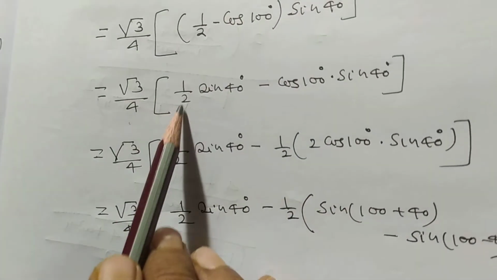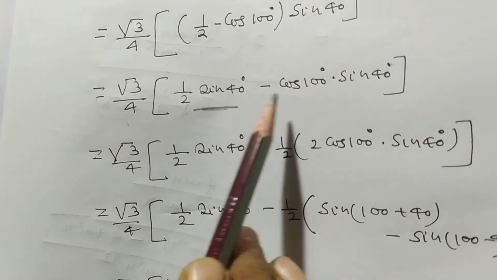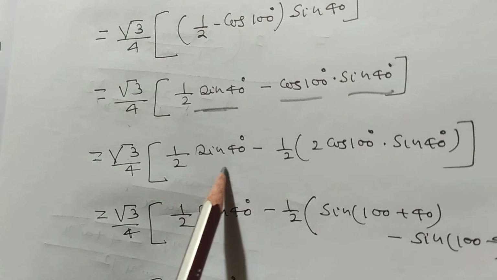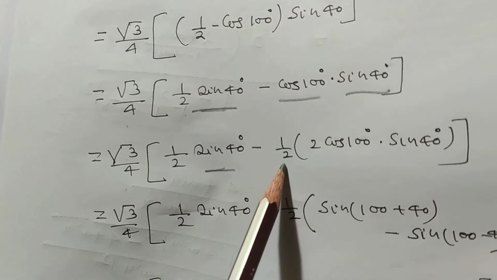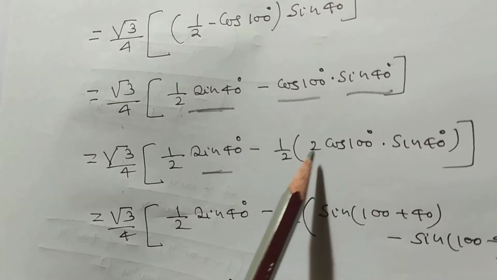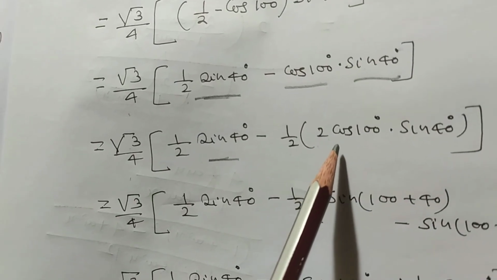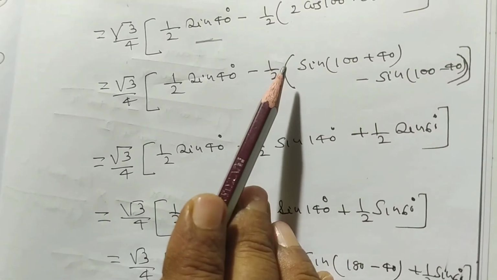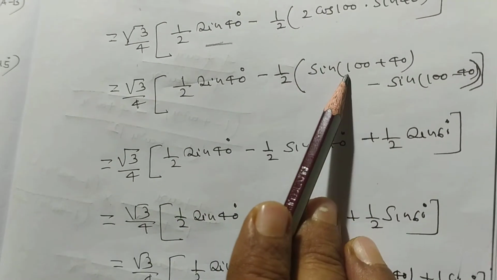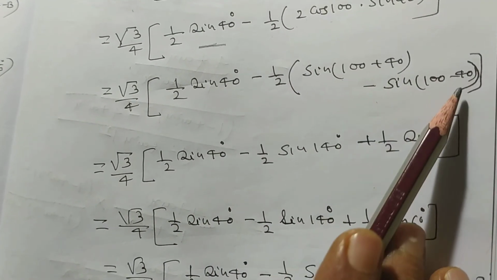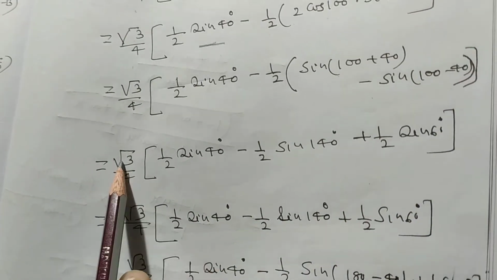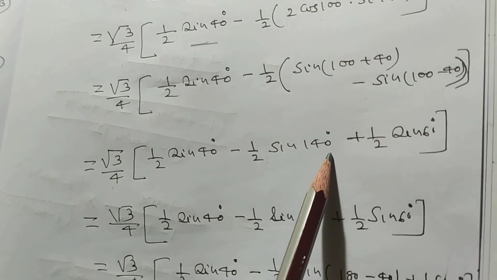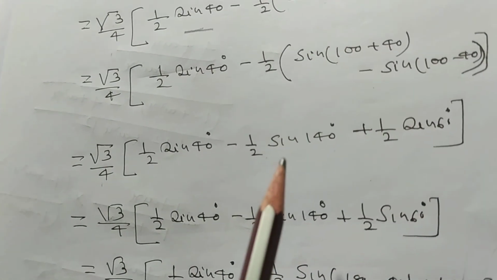Root 3 by 4, 1 by 2 sin 40 degree minus cos 100 sin 40 degree. Root 3 by 4, half sin 40 degree minus half. Again you multiply and divide it by 2. It will be 2 cos 100 sin 40 degree. And again it will be in the form of sin of angle A plus B minus sin of angle A minus B. So it will be root 3 by 4, half sin 40 degree minus half sin 140 degree plus half sin 60 degree.